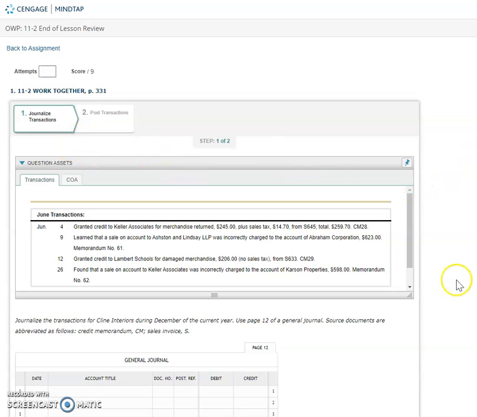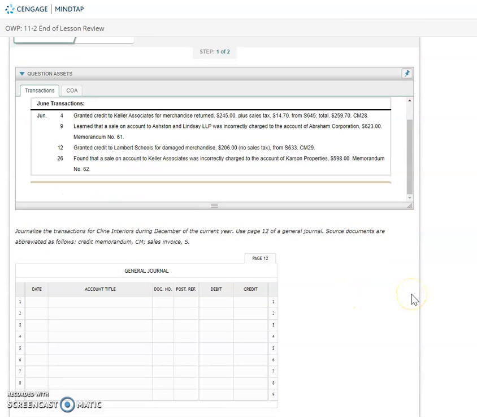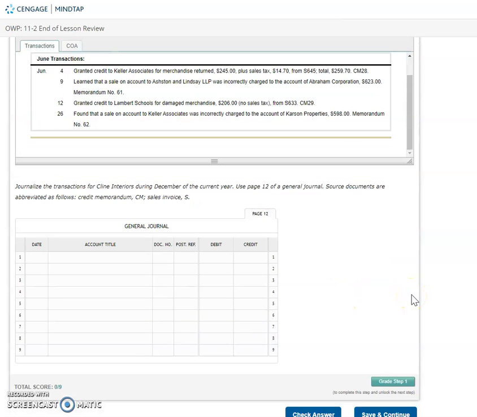So we have two steps. Our first step, it says journalize the transactions for Client Interiors during December of the current year. We're going to use page 12 of the general journal. Source documents are abbreviated. So we have 4 transactions that we're going to record. June 4th, it says that we granted credit to Keller Associates for merchandise returned $245 plus sales tax $14.70 from S645 for a total of $259.70, credit memorandum 28.